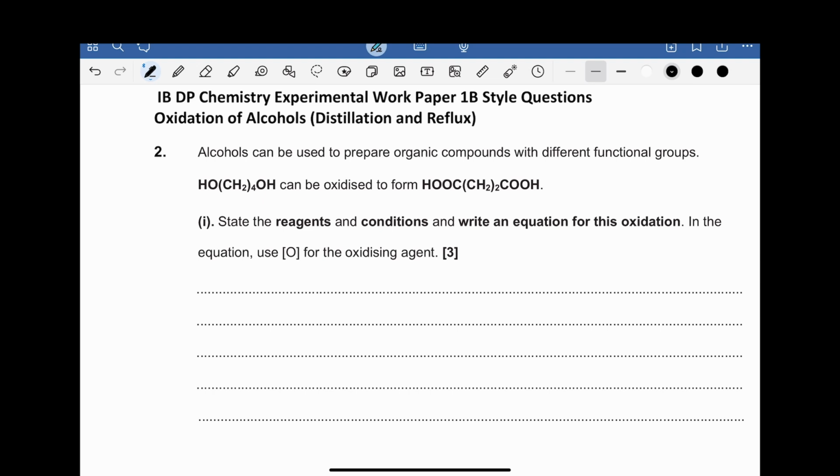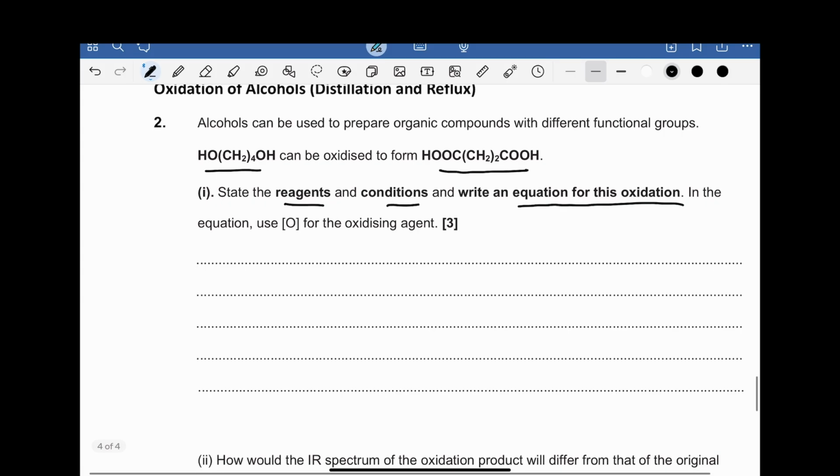2. Alcohol can be used to prepare organic compounds with different functional groups. So we have a diol that can be oxidized to form a dicarboxylic acid. State the reagents, conditions, and write the equation for this oxidation. In the equation, use square brackets for the oxidizing agent. So the reagent we need is acid and potassium dichromate as an oxidizing agent.